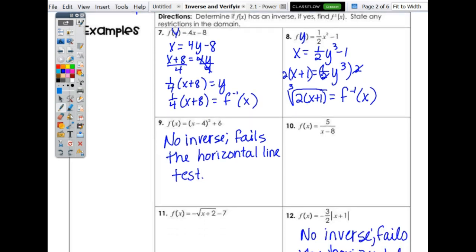So let's do number 10 right under it. So if this is y, when I change them, I'm going to go ahead and put a 1 under the x and cross multiply. So go ahead and do that.